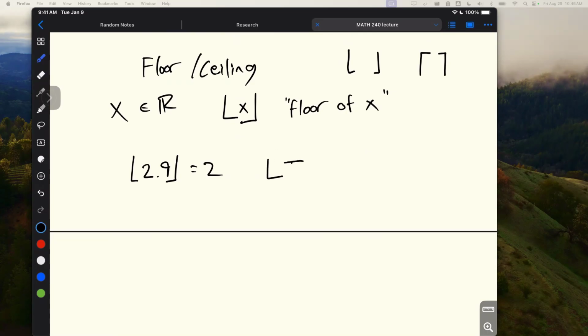The floor of pi is 3.14159265, and so on. And so if we just cut off the decimal, that gives us 3. The floor of negative 4.2. So if we cut off the decimal, then we get negative 4. But if we look on the number line, so let's say this is negative 3, negative 4, negative 5. So if we're at negative 4.2, if we truncate the decimal, does that give us what we want?